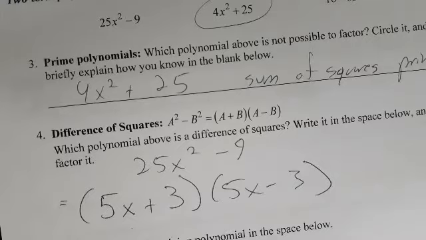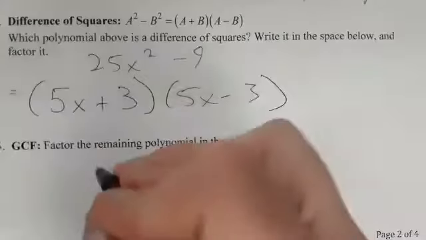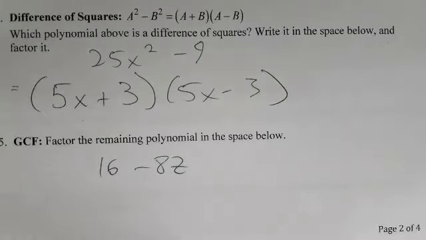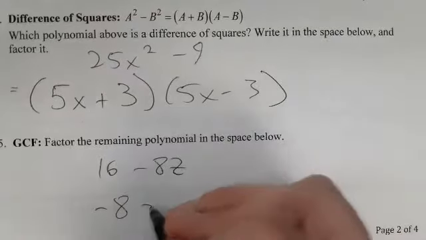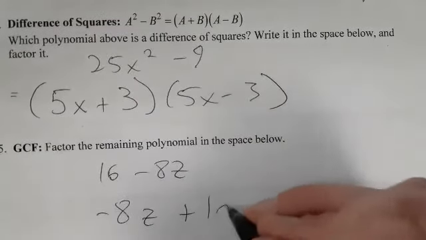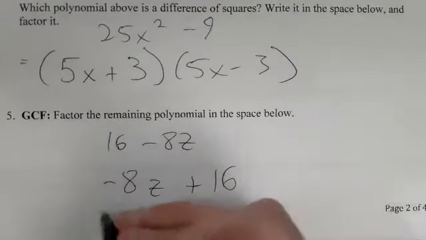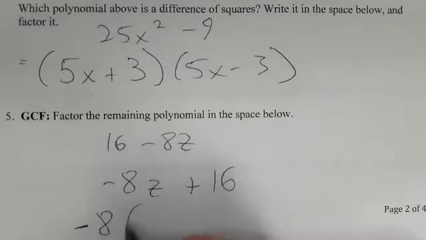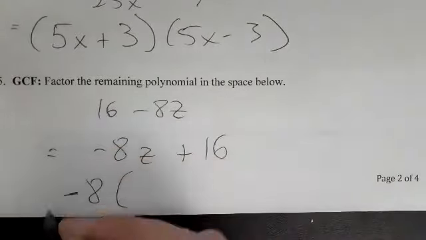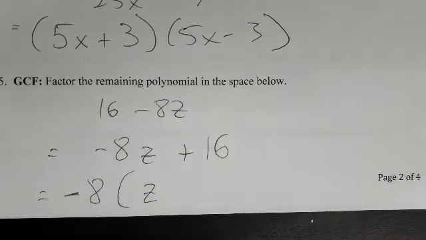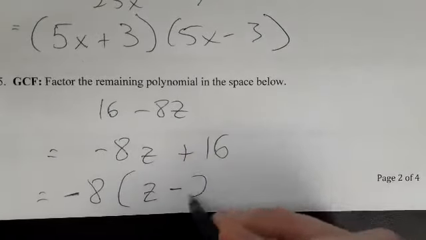Okay, and then the last thing, GCF. It's the only thing we haven't done yet. So 16 minus 8z. Really the first thing you should do, like I said, is rewrite this in decreasing order: minus 8z plus 16. Between 8 and 16, we can take out an 8, and since it leads with a negative, take out a negative. Minus 8, this is going to be z, and now this becomes minus 2.